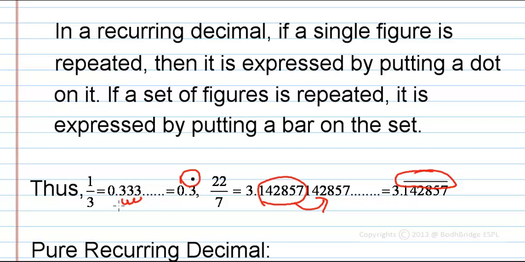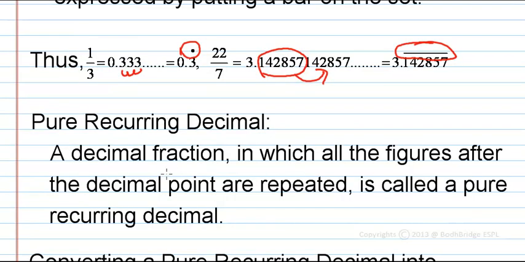So recurring decimal means you should have a clear figure. It is a repeated value after the decimal point. Okay. When it is a single value, it is indicated by a dot. And when it is a set of values, it is indicated by a bar. Then in recurring decimal, we have two types. Pure recurring decimal means a decimal fraction in which all the figures after the decimal point are repeated is called a pure recurring decimal.